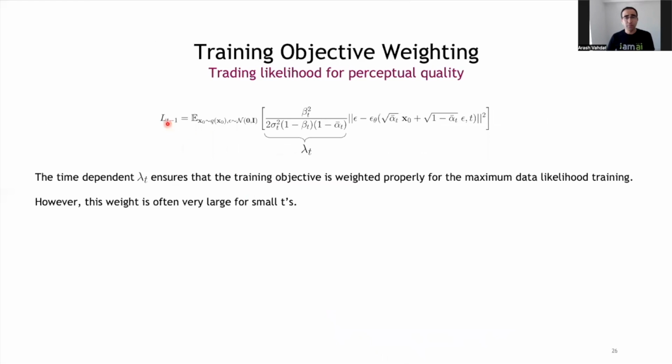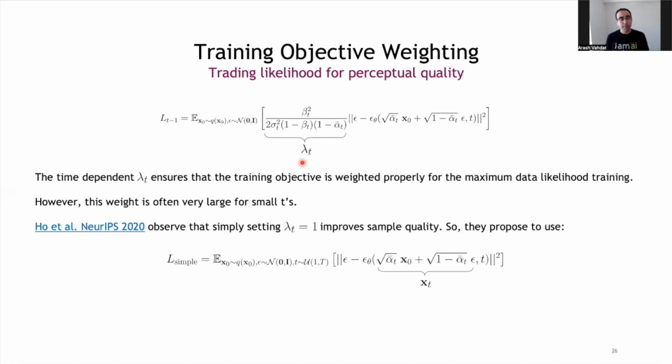So L t minus 1 can be represented as this weighted objective. We're going to summarize these weights as a new scalar, lambda t. This lambda t ensures that your training objective is weighted properly for maximum data likelihood training. So by using these lambda t weights, you're actually maximizing data likelihood. However, this lambda t ends up being very large for small t's and small for large t's, so it monotonically decreases. For small t's it's very high, and for large t's it's very small. And this is basically how maximum data likelihood training is formulated.